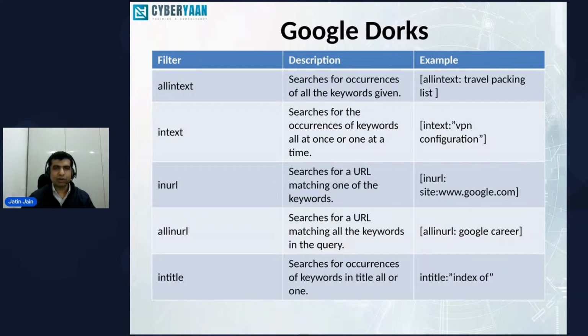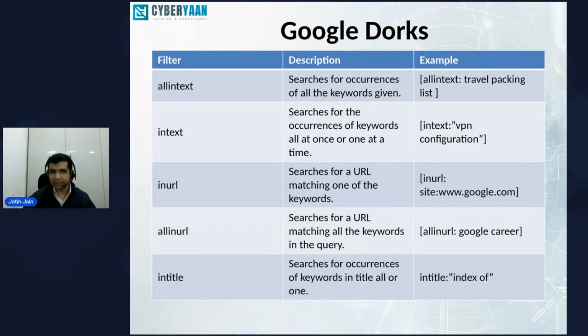Then yes, this is a very good topic which I am now explaining. For example, I want to look for the jobs that exist in Microsoft. So I write all in URL colon Microsoft, then career. When I press this, see, all the jobs posted by Microsoft are listed here.